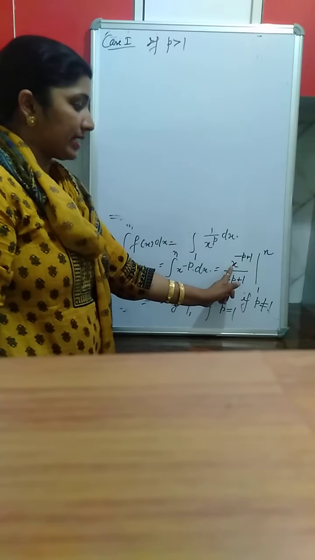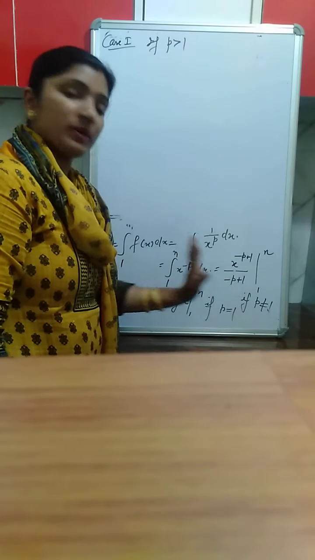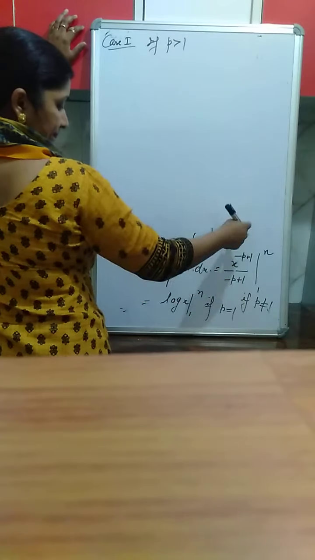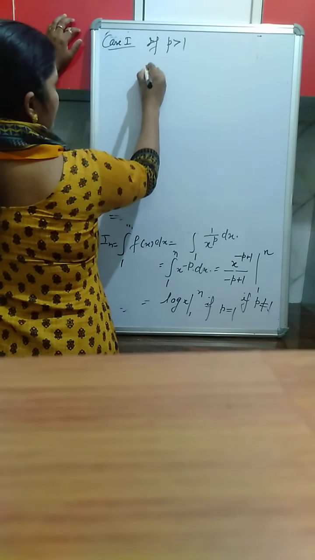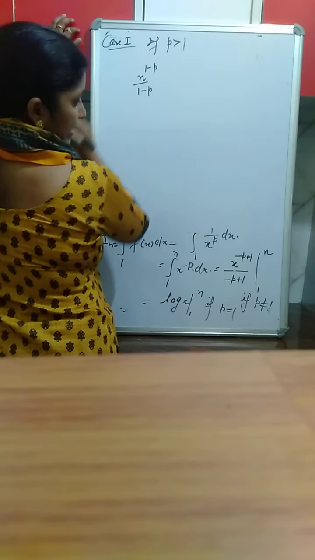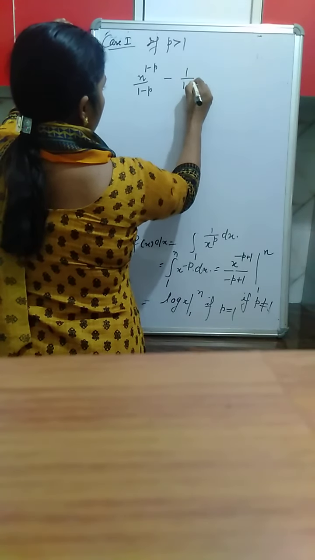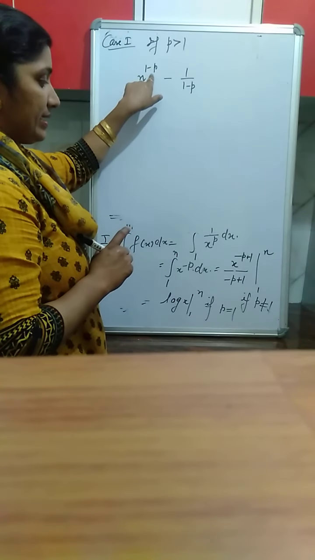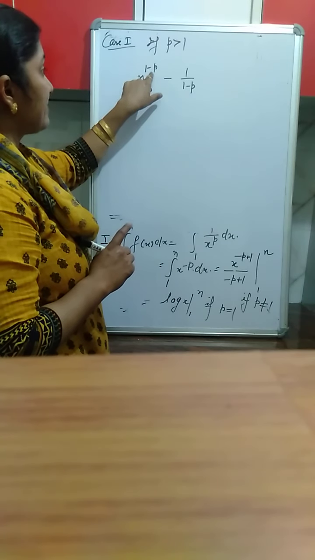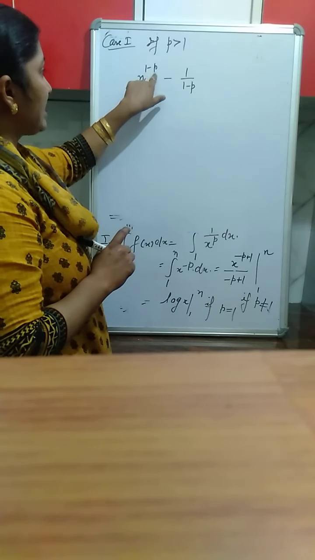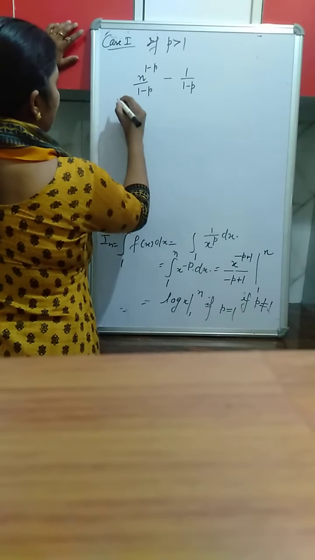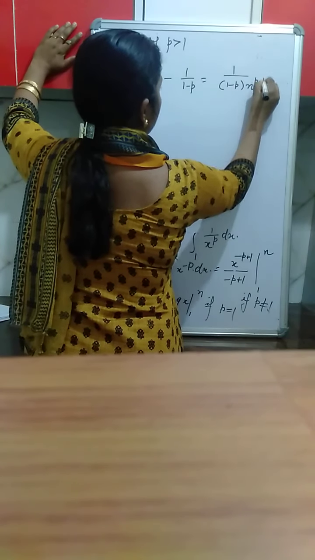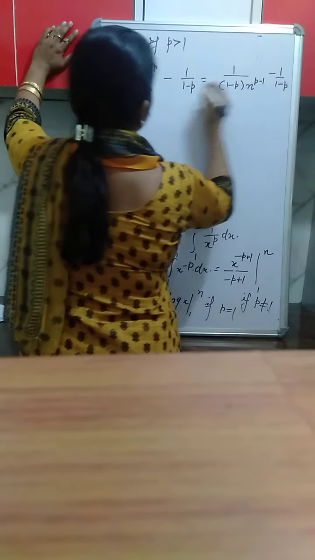And if p is not equal to 1, the integration is x raised to the power minus p plus 1 upon minus p plus 1. Okay, so when p is greater than 1, the limit will be n raised to the power 1 minus p upon 1 minus p minus 1 upon 1 minus p. So when p is greater than 1, this power here is negative, and when the power is negative, it will be of this type. This is equal to 1 upon 1 minus p into n raised to the power p minus 1, minus 1 upon 1 minus p.